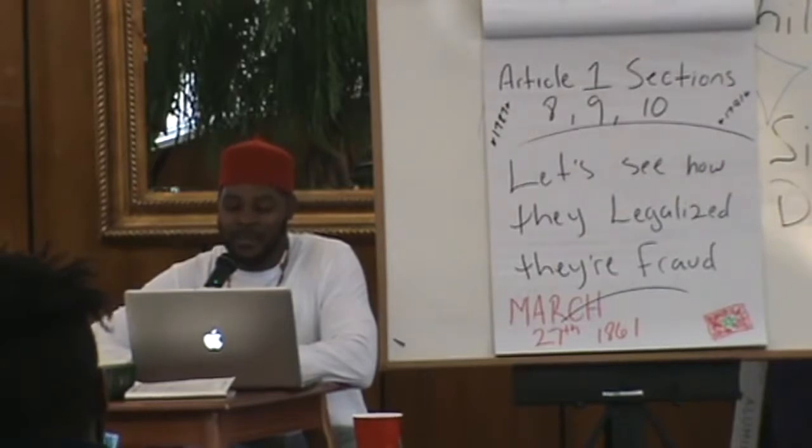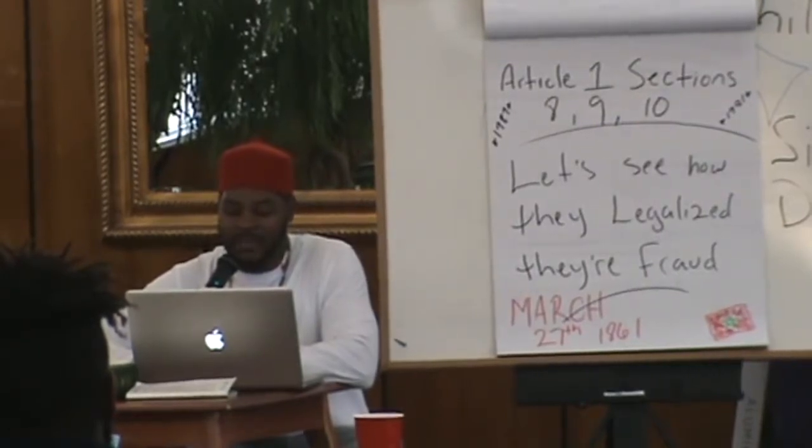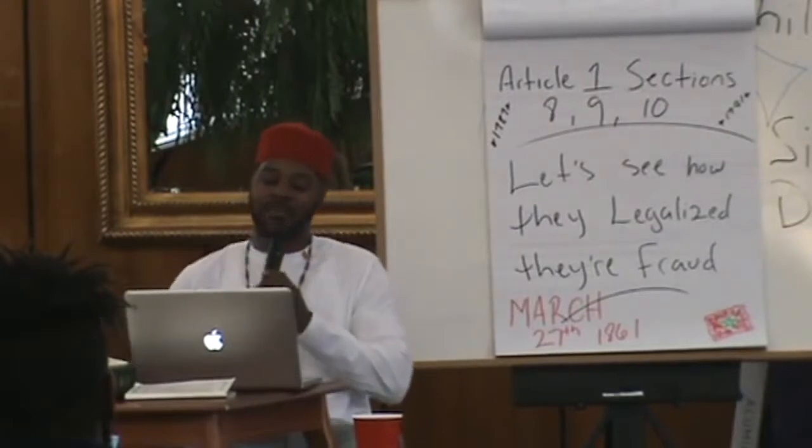Immediately after they shall be assembled, in consequence of the first election, they shall be divided as equally as may be into 3 classes. The seats of the senators of the first class shall be vacated at the expiration of the 2nd year, the 2nd class at the expiration of the 4th year, and the 3rd class at the expiration of the 6th year, so that 1/3 may be chosen every 2nd year, and if vacancies happen by resignation or otherwise during the recess of the legislature of any state, the executive thereof may make temporary appointments until the next meeting of legislature, which shall then fill such vacancies.